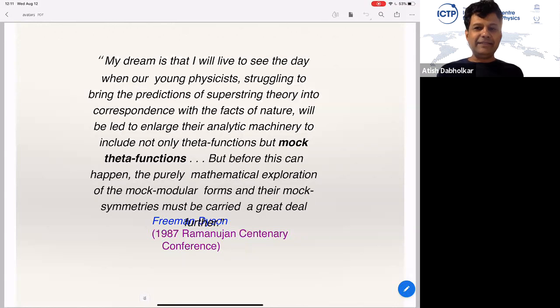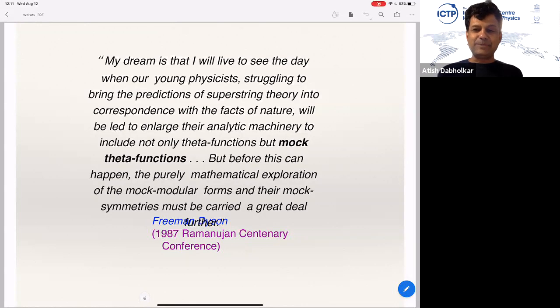And he gave, I recommend that you read this actually. You can find it on the web. It's called A Walk Through Ramanujan's Garden. And he ends that essay by saying, my dream is that I will live to see the day when our young physicists, struggling to bring the predictions of superstring theory into correspondence with the facts of nature, will be led to enlarge their analytic machinery to include not only theta functions, but mock theta functions. But before this can happen, the purely mathematical explorations must be carried a great deal further.